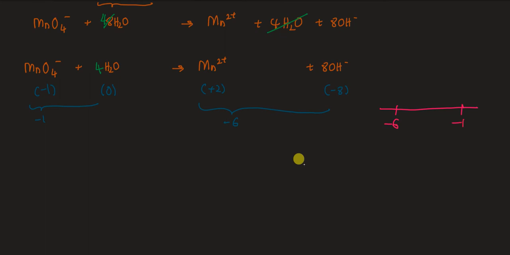So this -6 represents the right hand side, and -1 here represents the left hand side. So we have to add electrons on the left hand side, and we have to add 5 electrons. So we add here 5 electrons.